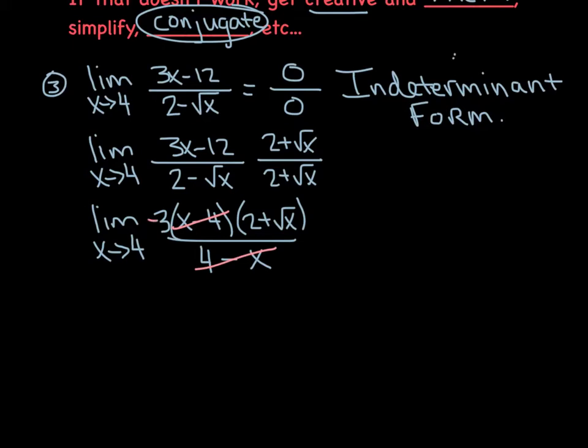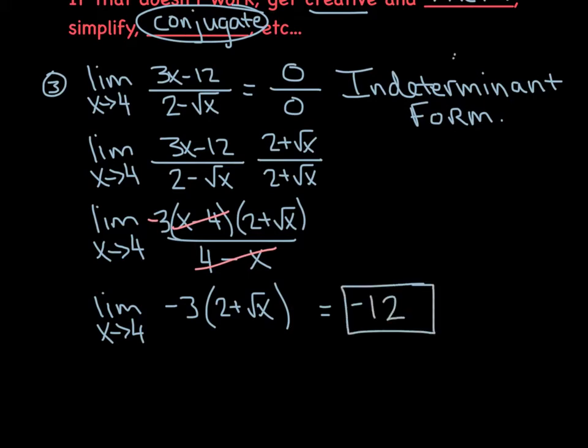Now we have a more simplified limit to work with, and we're just going to plug that 4 straight in right now. So let's see what we got. If I do plug the 4 in, 2 plus 2 is 4 times -3. I'm thinking -12 is the value of my limit.